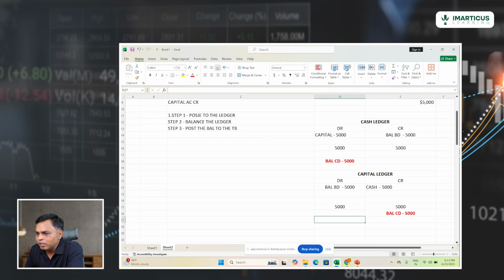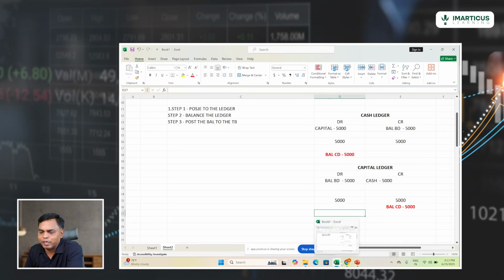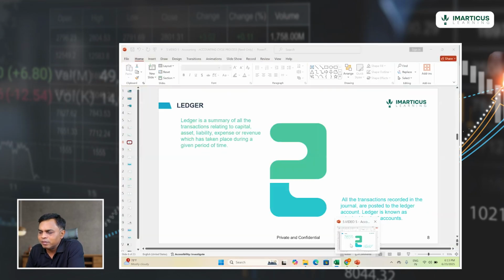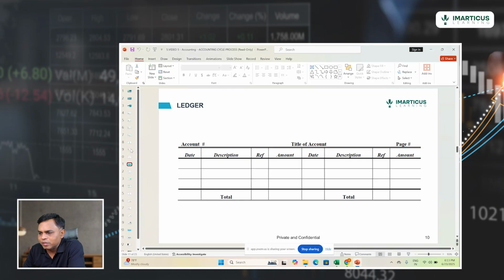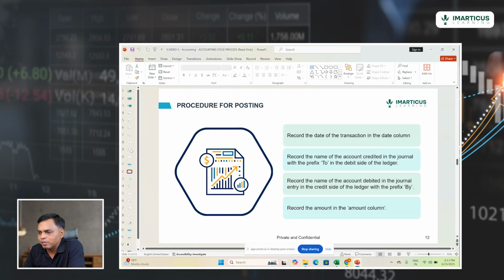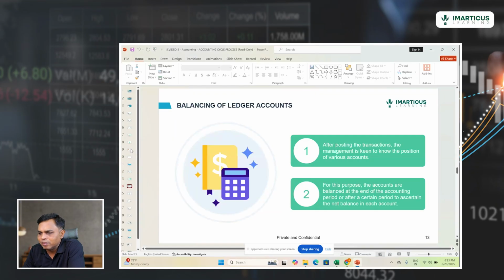This is the second step in the accounting life cycle. Once your journal entry is done, you need to move the balances to the ledgers. Then the ledger has to be balanced out. This is our ledger format, and we spoke about balancing and posting it.